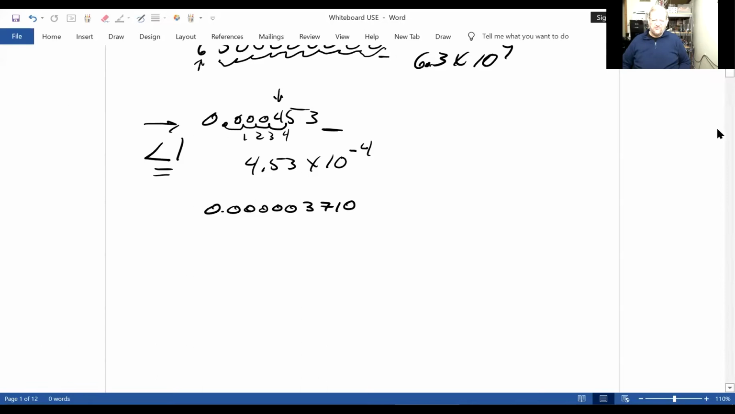And why don't you try this one? Write the following in scientific notation.